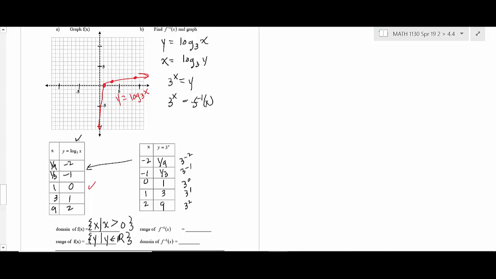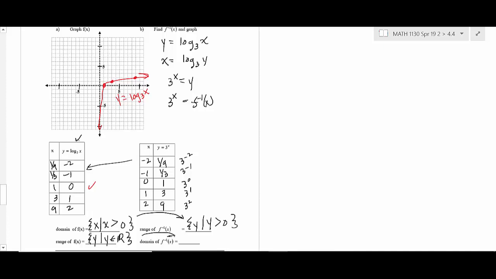Okay, and then this is what we've been doing over and over again: if you want to find the range of the inverse, all you've got to do is carry over the domain of the function. The range of the function becomes the domain. So those things just carry over, except you change the variables. So this just becomes the set of y with y greater than 0.